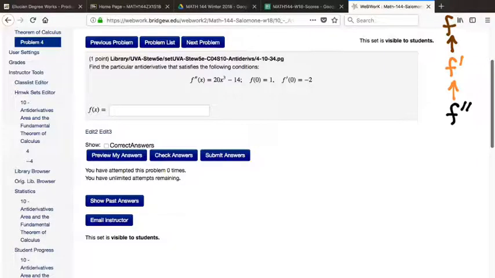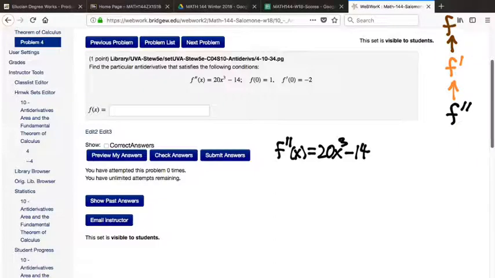So this will be good practice for us in finding antiderivatives and using these initial data to figure out the values for their arbitrary constants. So this will be good practice for the exam. Let's take this first step. If I have a function whose derivative is 20x to the third minus 14, then how would I find an antiderivative for that, 20x to the third minus 14?